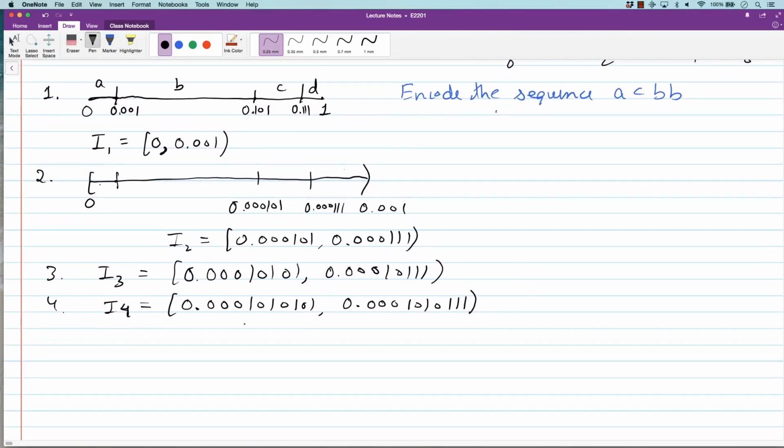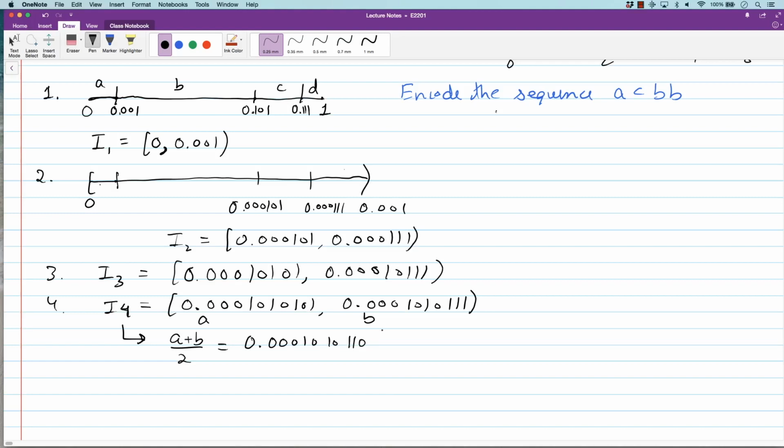Now how do we represent this? We take the mean. So this is my A, this is B. What is the mean of A and B? The midpoint of this interval is (A plus B)/2, which is equal to 0.01010101 and 110. So this mean becomes 110. Okay, that's the mean.